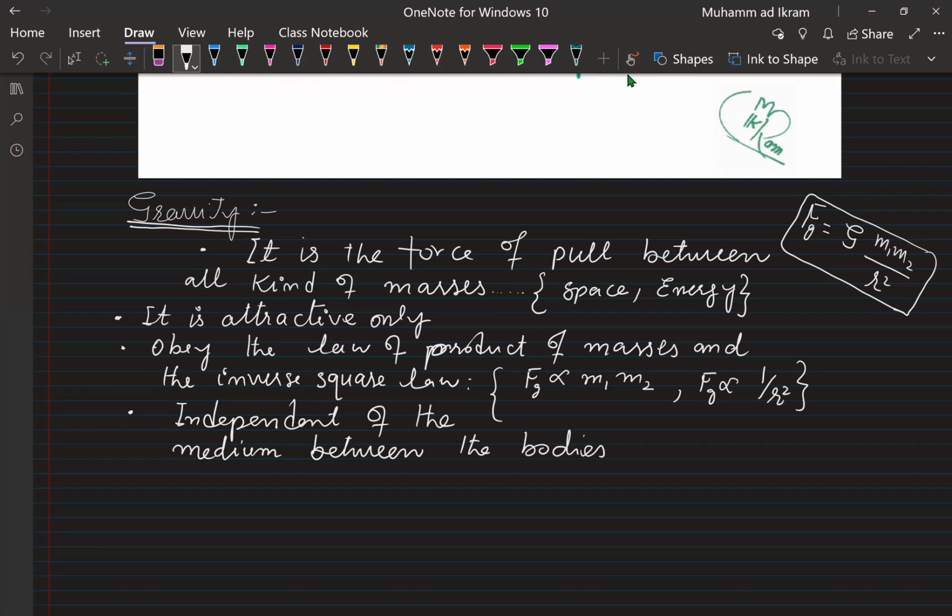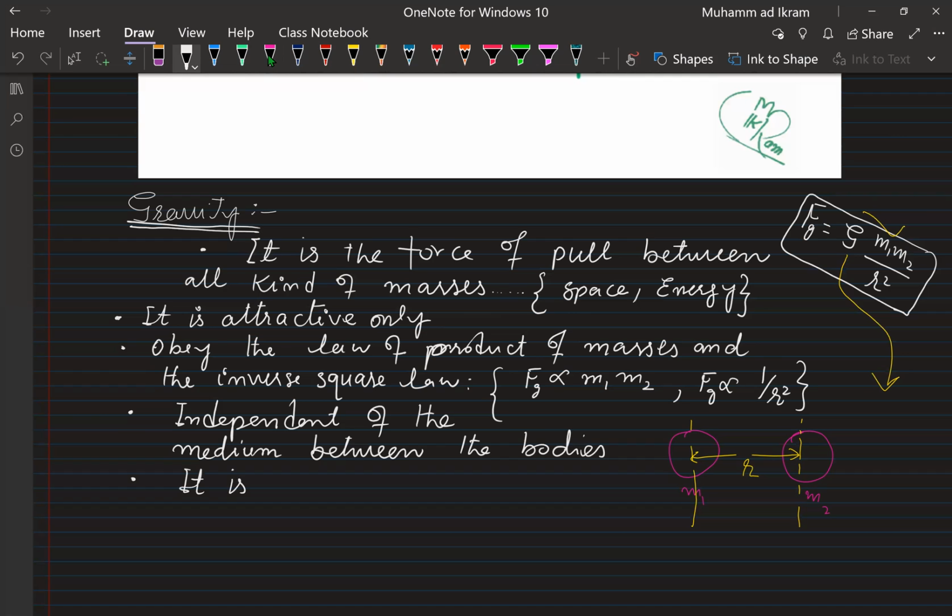For example, if you have one body of mass m1 and the other body of mass m2, and the center to center distance between them is, let's say, r, then whatever is in between these two, for example air, water or whatsoever, the force is not going to be affected. Whatever the force is, it can be calculated by this expression. So it is medium independent. Why? Because the gravitational constant is medium independent. Wherever you are, when there are two bodies, the force that exists between them is independent of the medium.